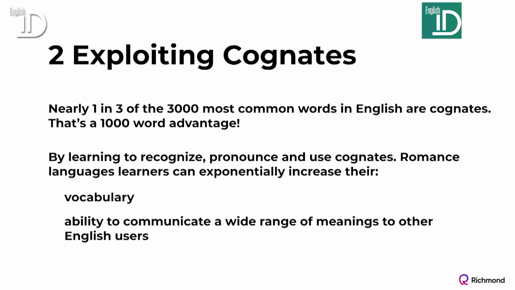We all know about the famous false friends, but cognates are true friends and outnumber false cognates by over 9 to 1. That's 9 friends for every false one, a massive advantage which is often overlooked.